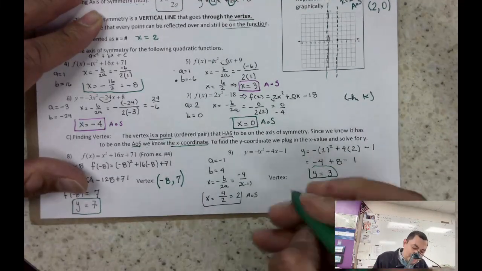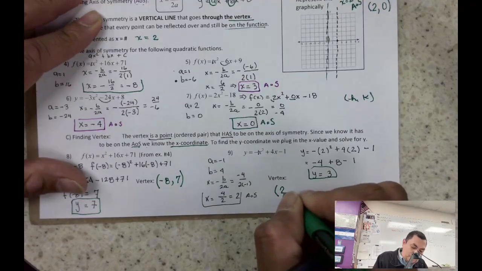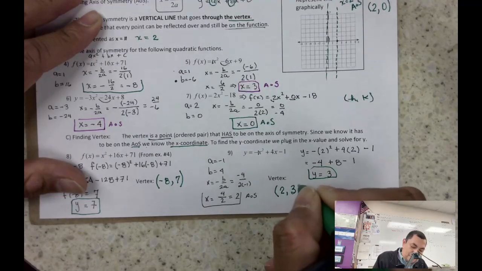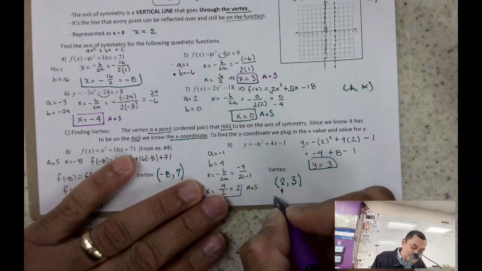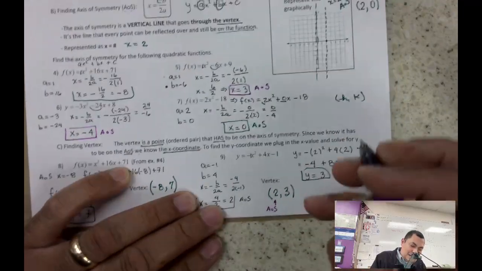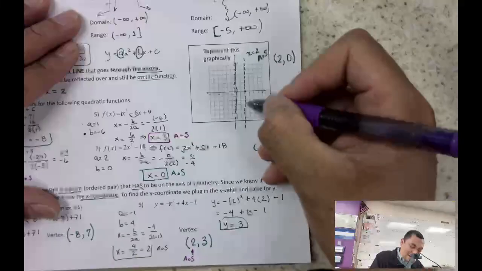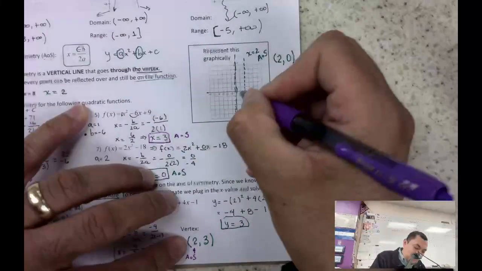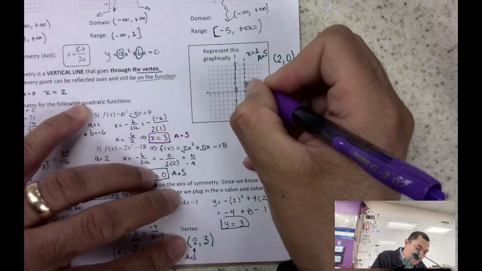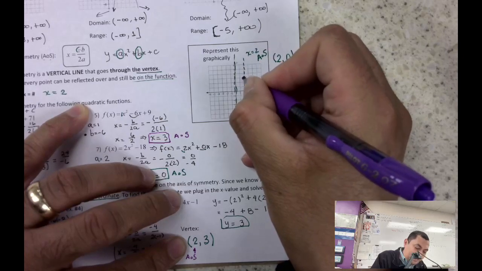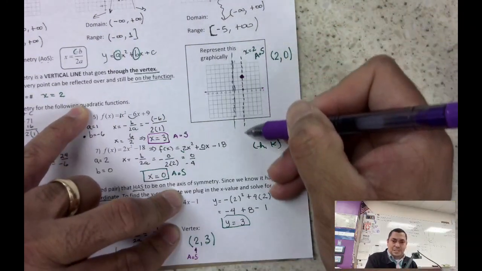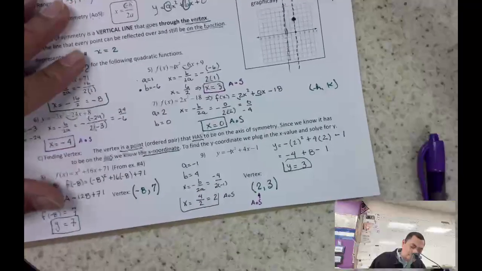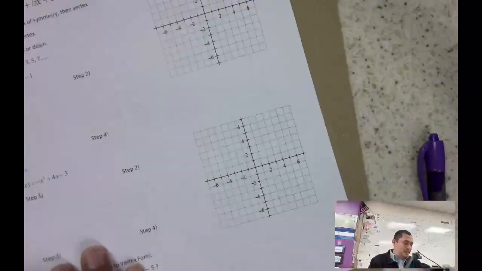So what is my vertex? My vertex is 2, 3. Remember, this point is your axis of symmetry. And that means if I put it here, I'm going to do another one. 2 and 3. So I go 1, 2, 1, 2, 3. This is your vertex, and as you can see, it is on your axis of symmetry. Okay, let's turn this page around.